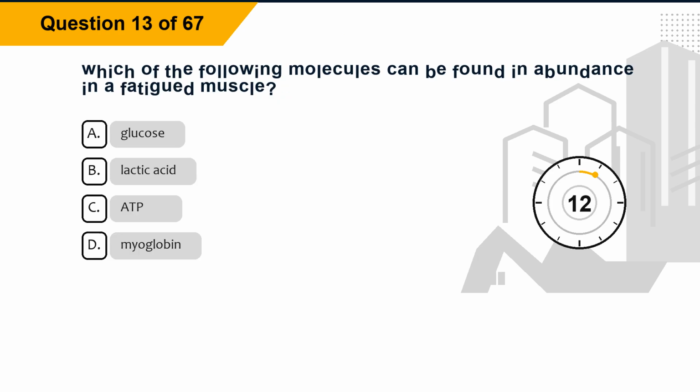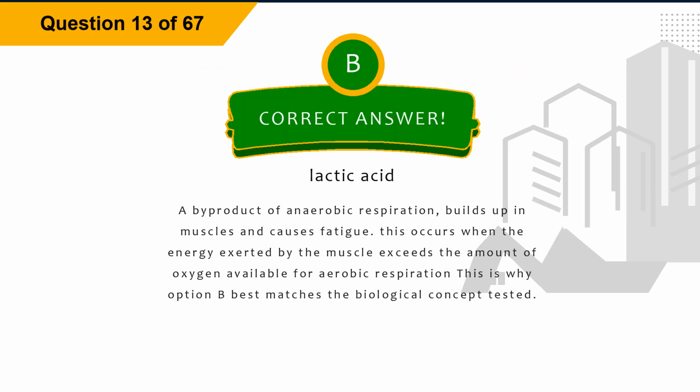Question 13. Which of the following molecules can be found in abundance in a fatigued muscle? Option A, glucose. Option B, lactic acid. Option C, ATP. Option D, myoglobin. The correct answer is option B, lactic acid. Explanation: lactic acid, a byproduct of anaerobic respiration, builds up in muscles and causes fatigue. This occurs when the energy exerted by the muscle exceeds the amount of oxygen available for aerobic respiration. This is why option B best matches the biological concept tested.